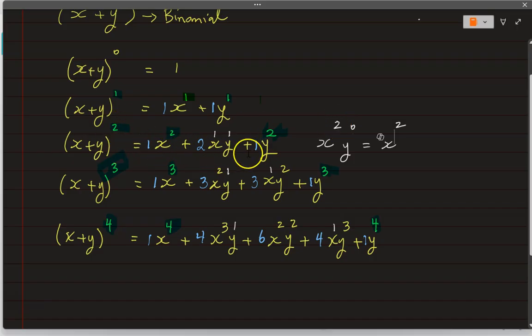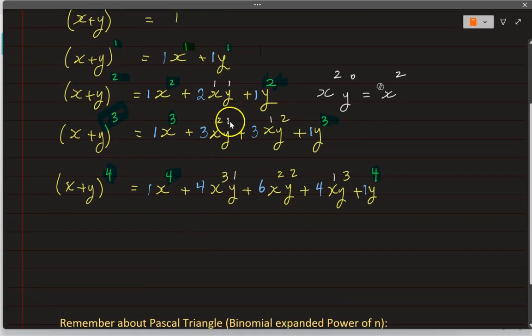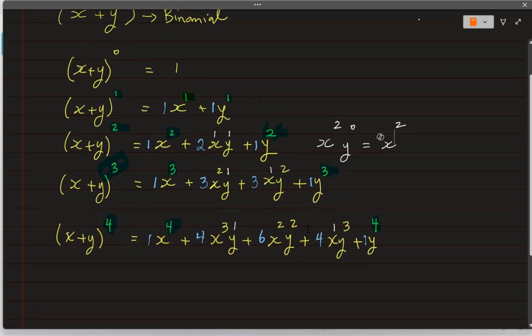And then you see the pattern that the exponent of x decreases and the exponent of y increases. So y goes from 0 to 1, the next one is 2, and x decreases, goes 1, and then 0. And this is true for every single expansion. All right, so that's the exponent piece. The next piece is the coefficient. The coefficients are following the Pascal triangle.